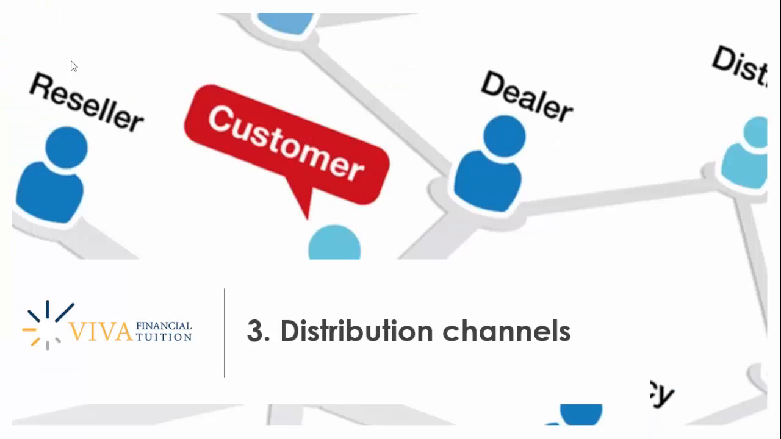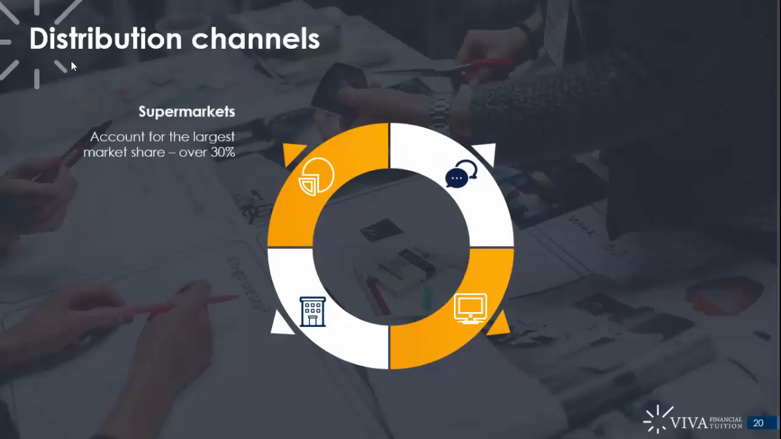Okay, let's focus for a few moments here on distribution channels. Supermarkets are among the most important distribution channels for coffee pods and capsule manufacturers. They account for the largest market share at over 30%. After that, then we have independent retailers. They provide excellent shopping experiences. They tend to be more attentive than the large supermarket chains.